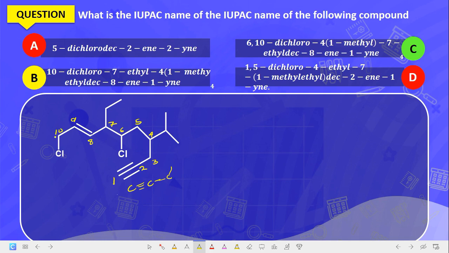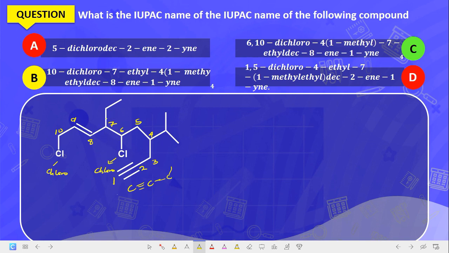Now the next thing is to identify the substituents. What are the substituents? You agree with me that there is a chlorine at carbon number 10. This chloro group, this is also another chloro group at carbon number 6. So we have 2 chloro, 6,10 dichloro. Are we getting it now?